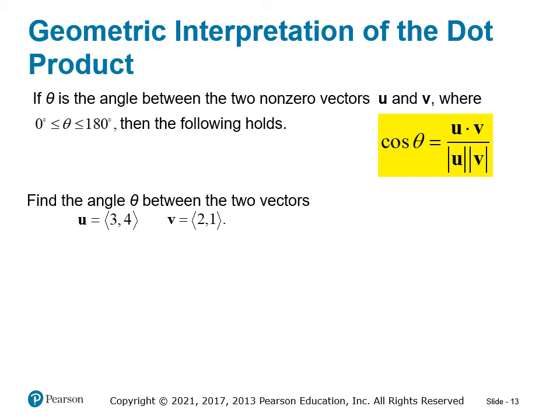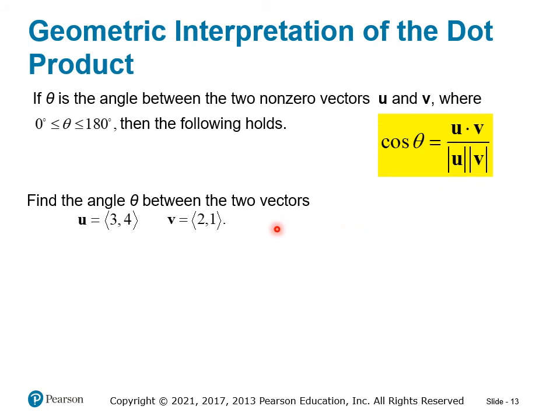So if we take the dot product and divide it by the product of the magnitude of each of the vectors, this is equivalent to the cosine of the angle between them. Okay, add this to your notes and use this.